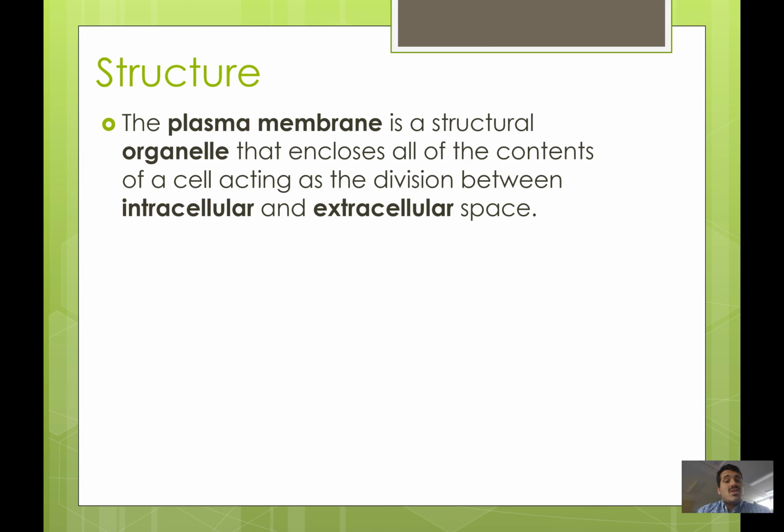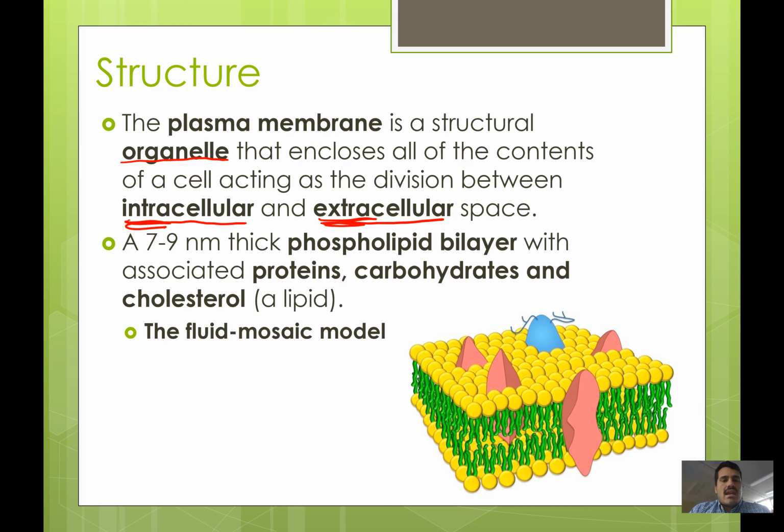So let's talk about the structure of the plasma membrane. The plasma membrane is a structural organelle. Okay, it is an organelle, and it encloses all of the contents of a cell, acting as the division between what we call the intracellular and the extracellular space. So intra means inside the cell, extra means outside of the cell. Okay, so it's a 7 to 9 nanometer thick phospholipid bilayer with associated proteins, carbohydrates, and cholesterols, which is a lipid or a fat. Okay, and we call this the fluid mosaic model.